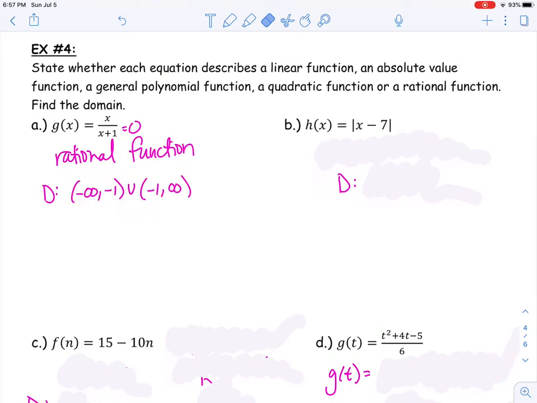So can I say my domain is negative infinity to negative 1, and then again from negative 1 to infinity, making sure I use parentheses so I know I'm not including negative 1? But all other x values should work. All right, what about B?